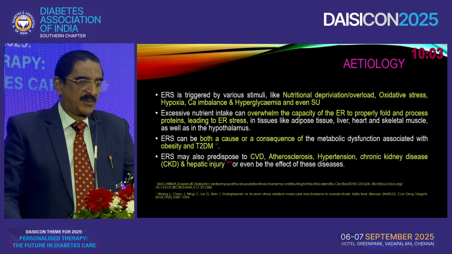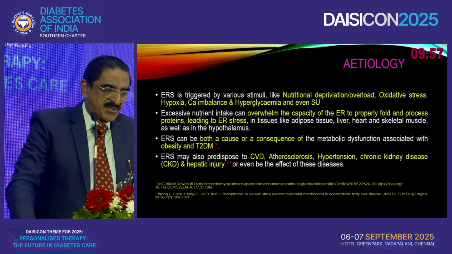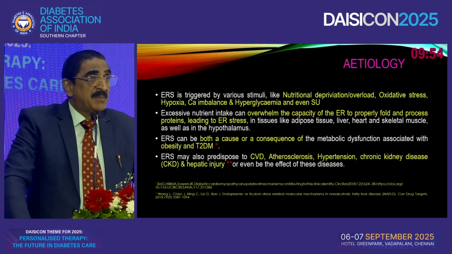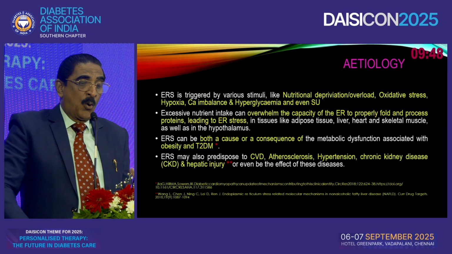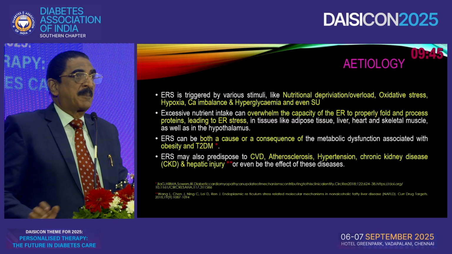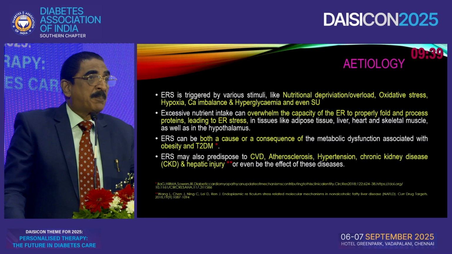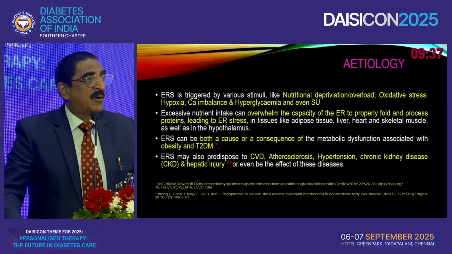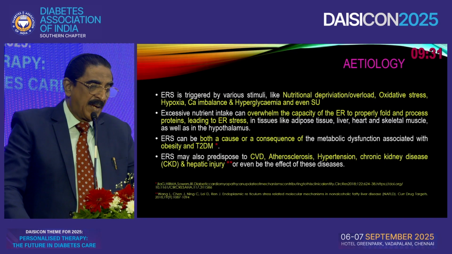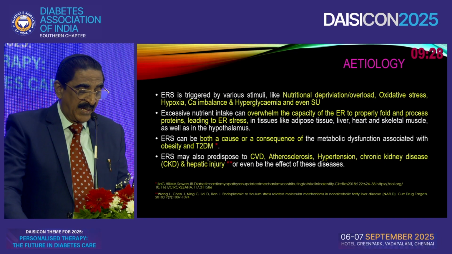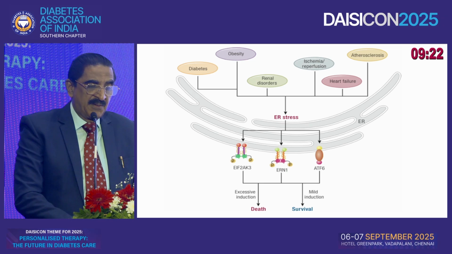Now, what is the etiology for this? Many stimuli like nutritional overload, nutritional deprivation, oxidative stress, hypoxia, and even hyperglycemia and sulfonylurea do this particular trick. And excessive nutrient intake can overwhelm the capacity of the endoplasmic reticulum. That means it produces a lot of protein, so it gets stuck halfway through. It's almost like a pre-proinsulin coming out, or even just like a reticulocyte coming out in anemia. So this is what is happening in the endoplasmic stress time, and it could be a cause or it could be the effect. And it also may predispose to CVD, atherosclerosis, hypertension, CKD, and even hepatic injury.